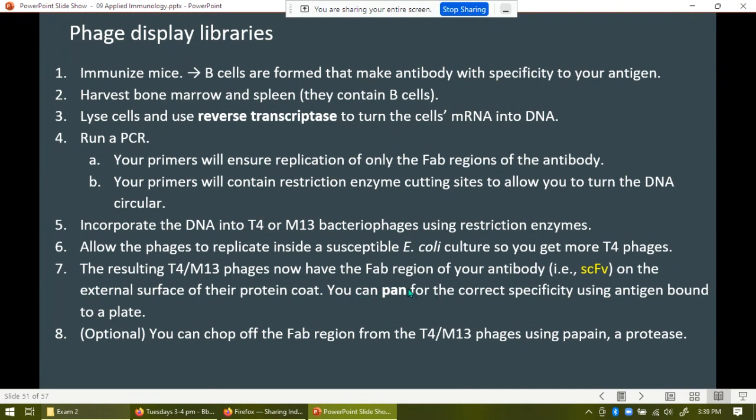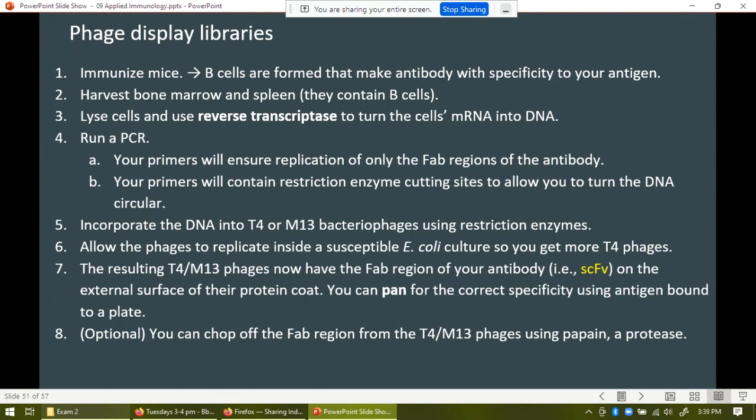This is where you basically do sort of like an ELISA, where you look for the correct specificity using antigen bound to a plate. Okay? And as long as your phages are bound to your antigen on your plate, you know that they have a piece of an antibody that is specific for your antigen. So now you have all these phages that contain little pieces of an antibody that binds to an antigen.